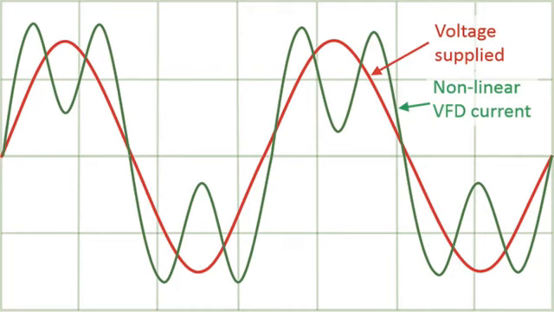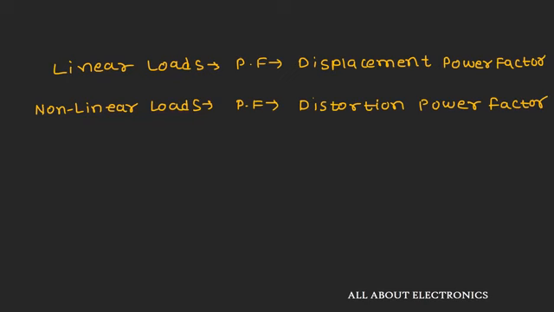So now whenever we have linear loads, then this power factor is known as the displacement power factor, because whenever we have linear loads, then the degradation in the power factor is just because of the reactive element, because this reactive element introduces the phase difference between the voltage and current, or we can say that it introduces the displacement between the voltage and current. So this type of power factor is known as the displacement power factor.